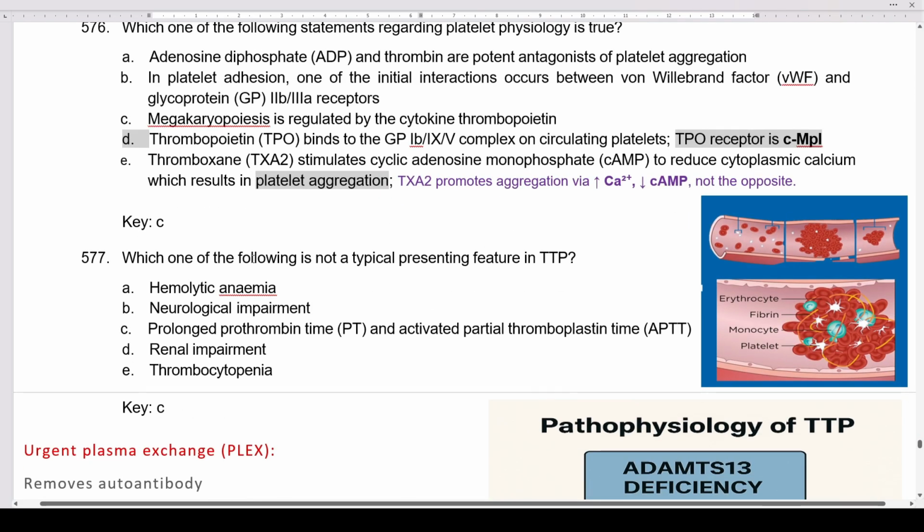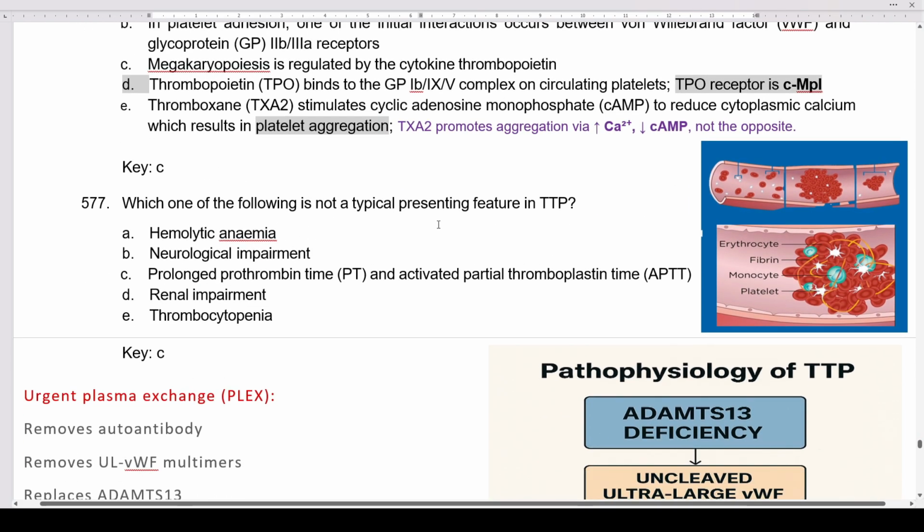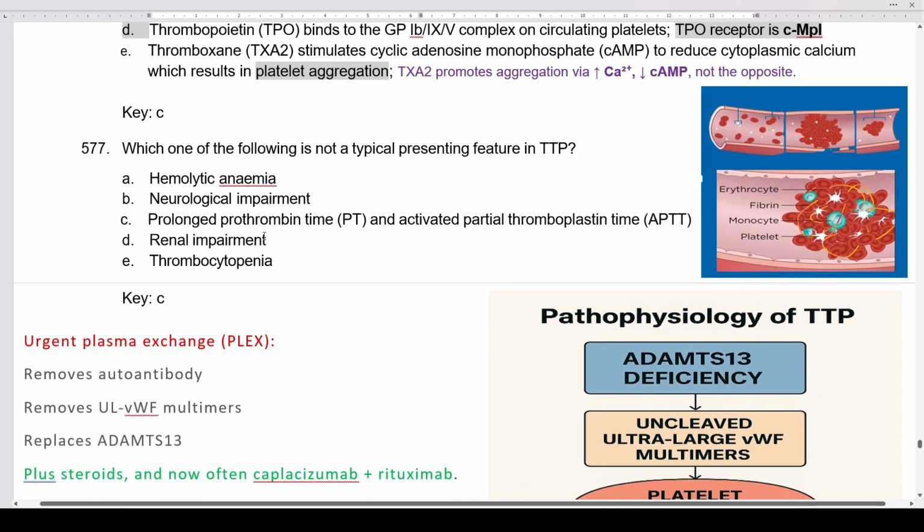Okay, next is, which of the following is not a typical presenting feature in TTP? Okay, just go for TTP. In many scenarios, if you have seen, TTP is an important topic. So I just want to explain it a little bit more to you, and you will get the pathophysiology of TTP. Okay, so here they are asking which is not a typical presenting feature in TTP.